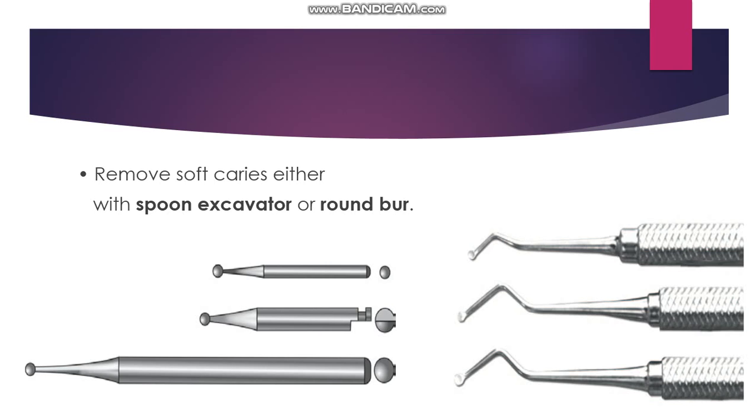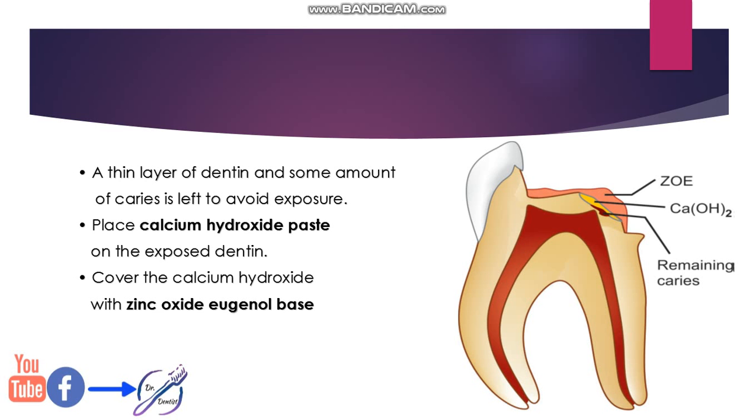speed hand piece. Next, a thin layer of dentin and some amount of caries is left to avoid exposure. As you see in this picture, this is the pulp, and this is the remaining caries that is left behind. Why? As I told you, this is affected dentin, and it is left behind to avoid pulp exposure.